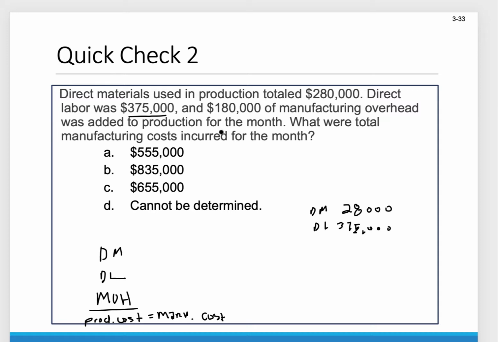Manufacturing overhead was added to production for the month. Well, basically they're saying, hey, we applied $180,000 of MOH, right? So that's easy. We can add all this up: $280,000 plus 375,000 plus 180,000 gives us 835,000.